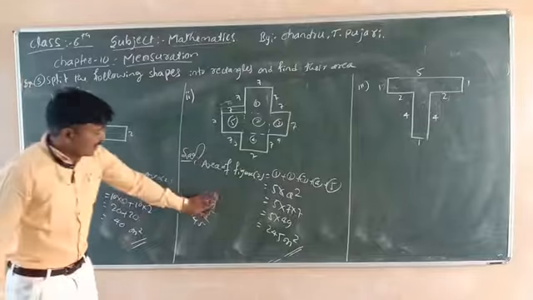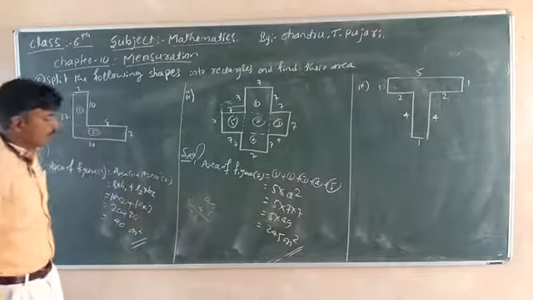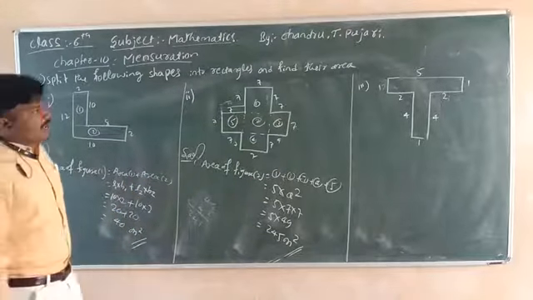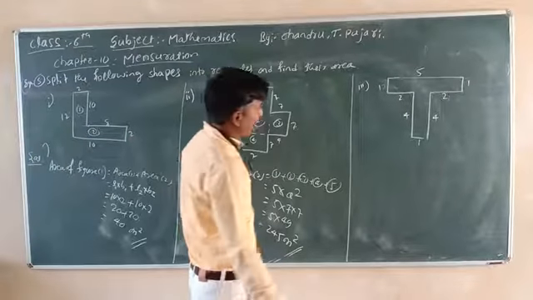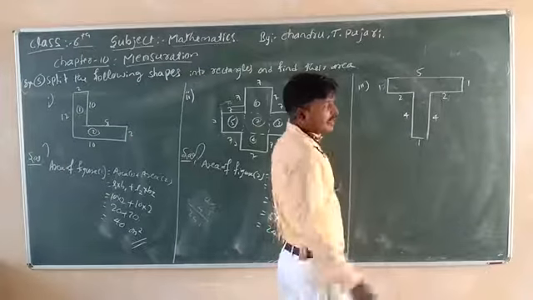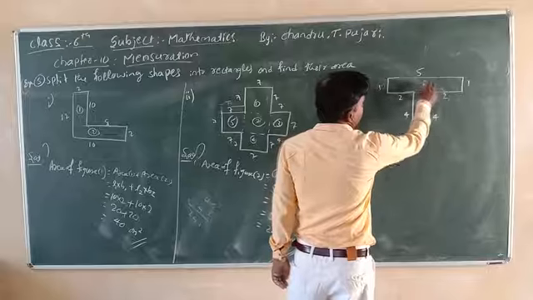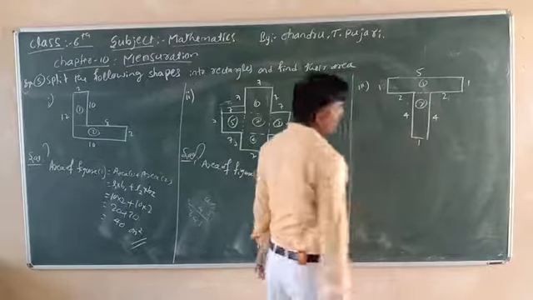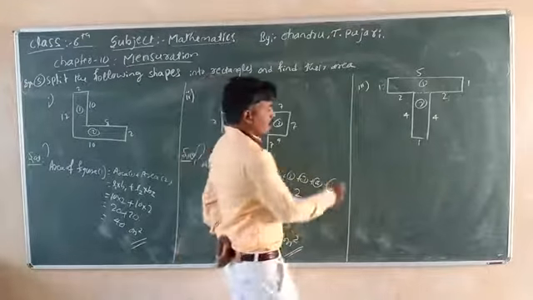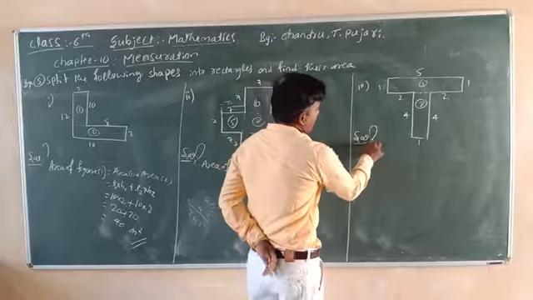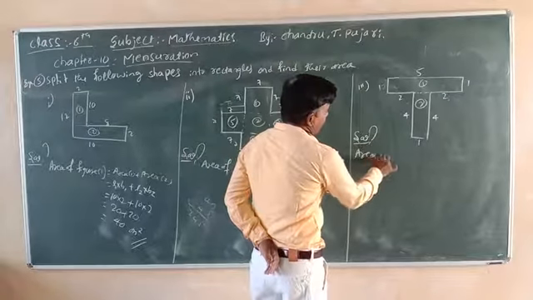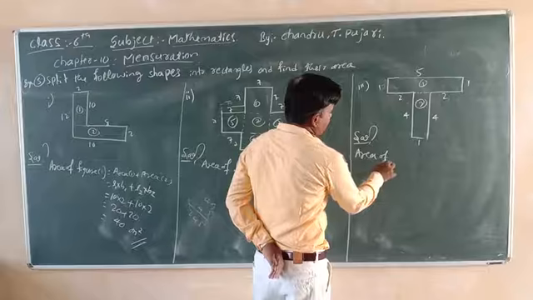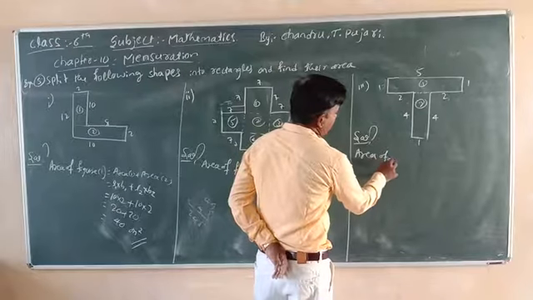In the third one, again find out the area of the given figure. Rearrange the given figure by drawing this line, giving diagram 1 and diagram 2. Therefore, the solution: the area of the given figure.